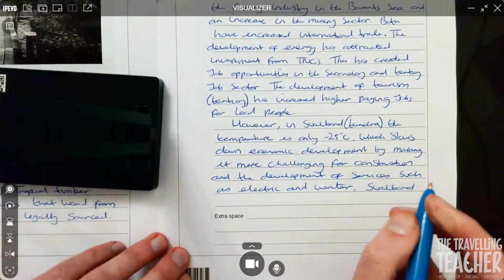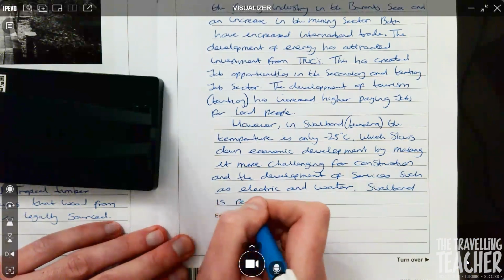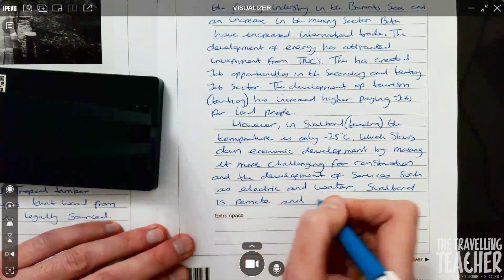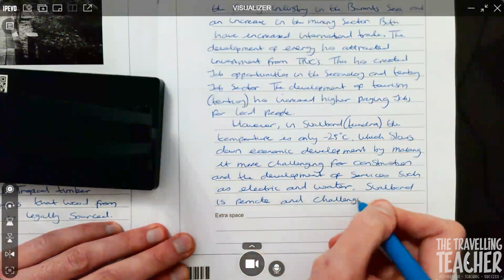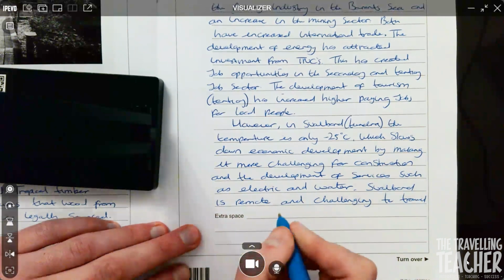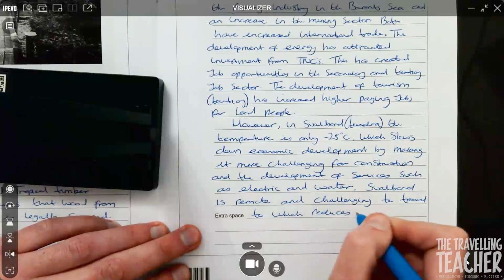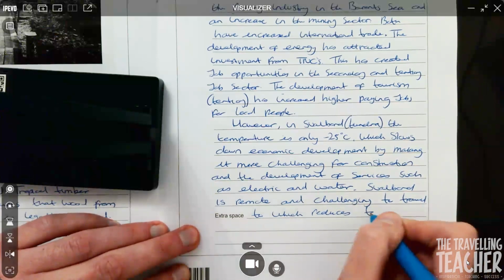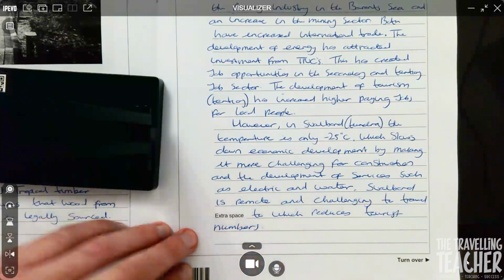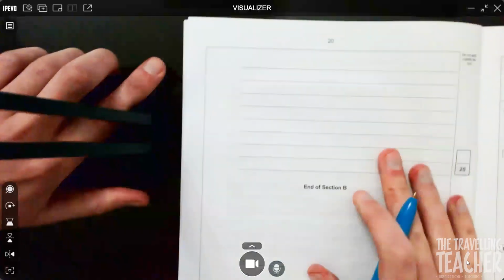Svalbard is remote and challenging to travel to, which reduces tourist numbers. Now I'm going to write the conclusion, guys, on the next page because I've got some space here.